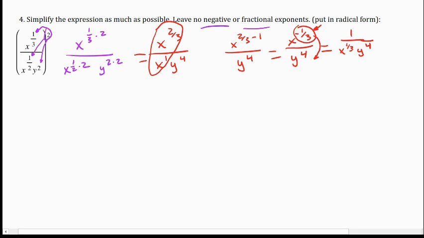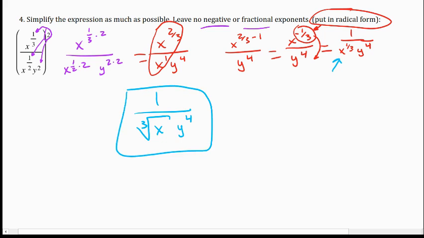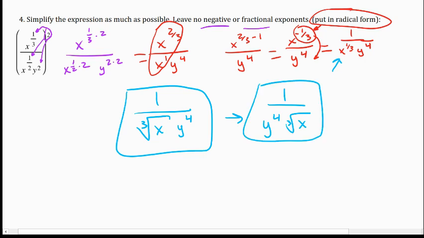And then the last step here is because I was told that I can't have any fractional exponents. X to the power of 1/3 is the same thing as the cube root. So my final answer here is 1 over the cube root of x times y to the power of 4. And that is my final simplified expression. Most of the time, people put the whole numbers on the outside and then the cube root at the end there, but either one of these will work. That gives us our simplified expression.